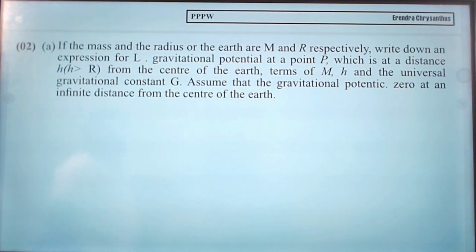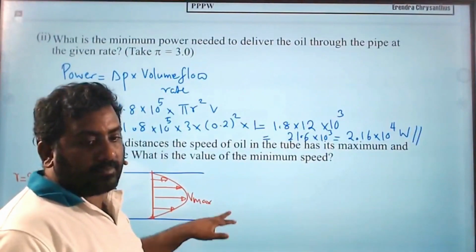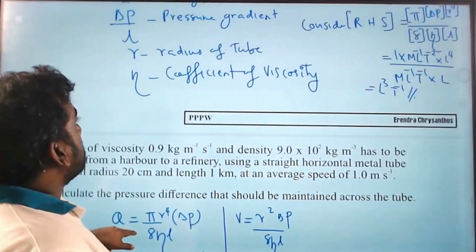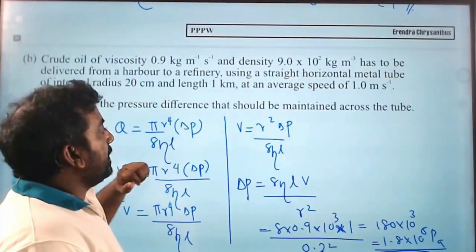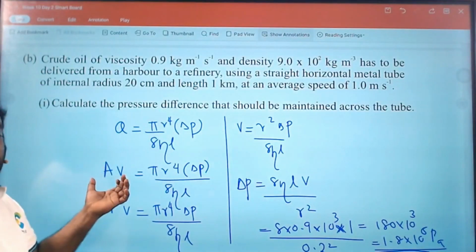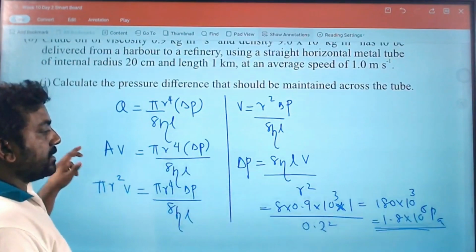Right. So the first essay was based on Poiseuille's equation. Here the average velocity is given, so the flow rate is pi r squared times v. You can find the connection.